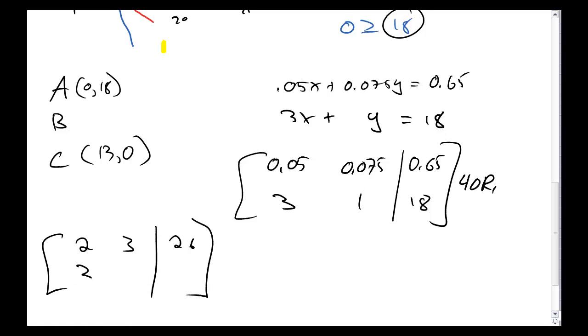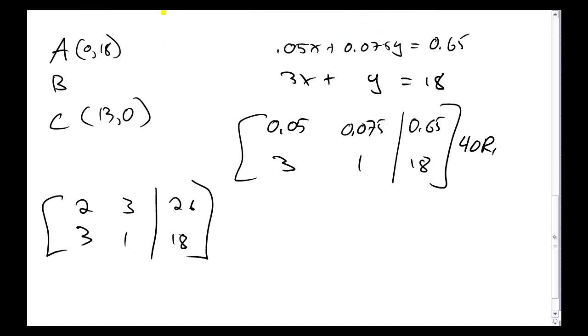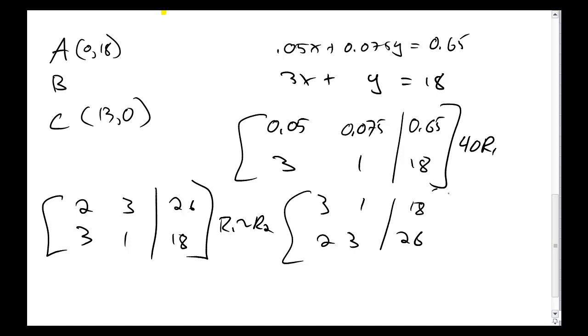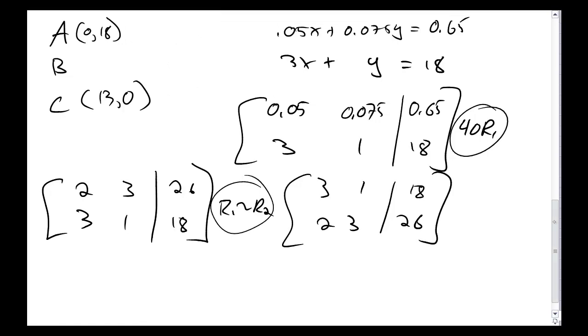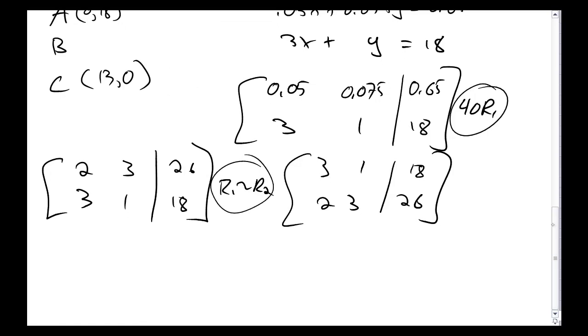And on the bottom, I continue to have 3, 1, and 18. Next, I'm going to swap row 1 and row 2. So I'm going to have 3, 1, and 18, and 2, 3, and 26. I seem to have a personal preference for trying to do all my different row operations. That's just me. So I've done multiplying a single row, I've done the swapping. The only other row operation we've got left is adding and subtracting the different rows together.